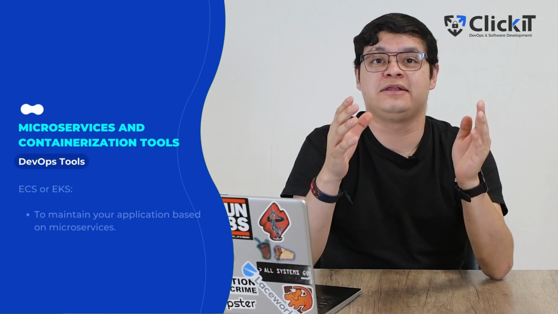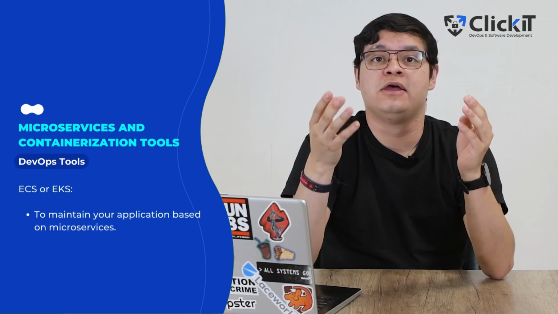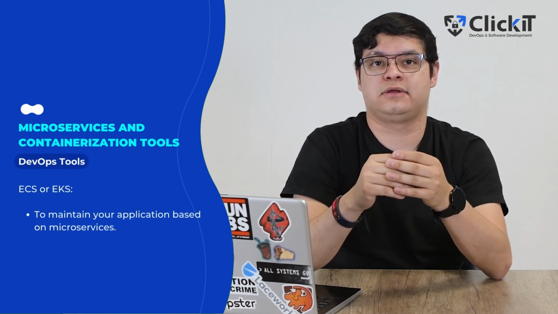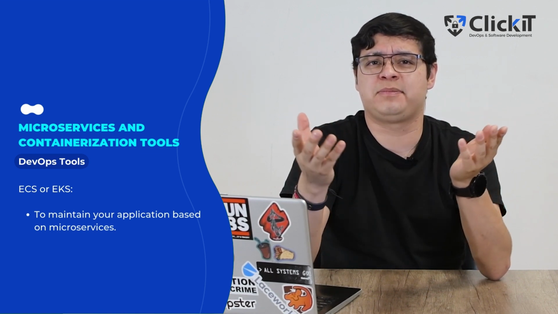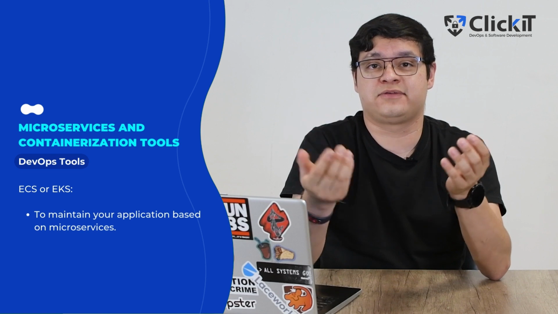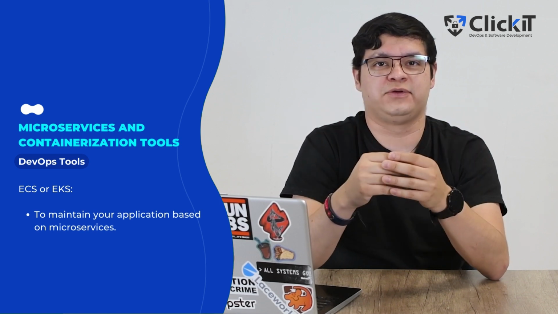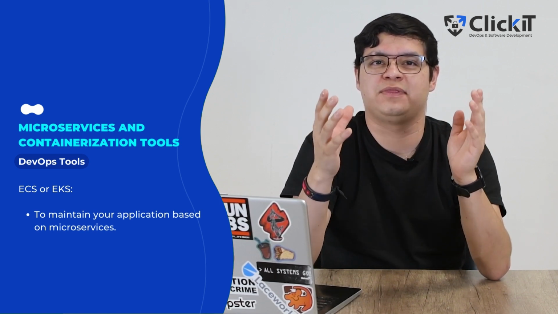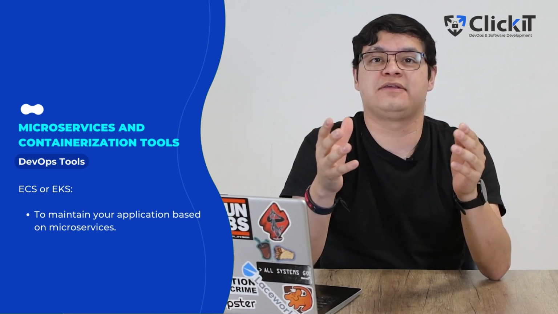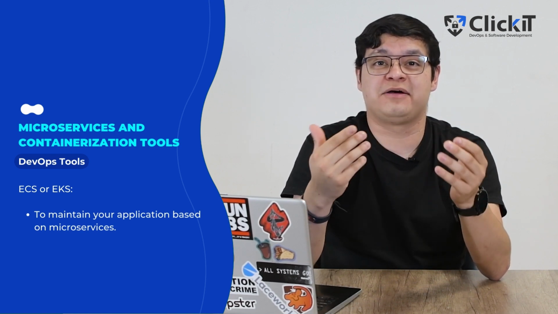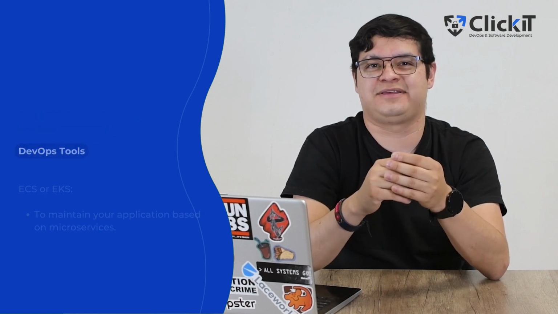This strategy needs to include container orchestration to maintain your application. Using services such as ECS or EKS to maintain your application based on microservices is the best option for you. Those services were created with that purpose, and they are flexible for using different deployment strategies to ensure you don't have downtime during your process.